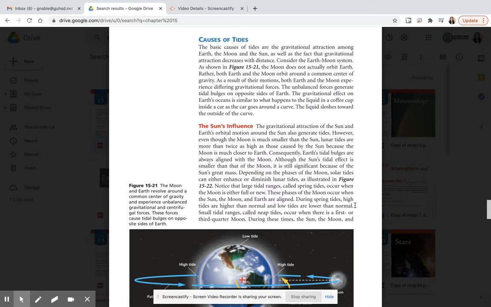The gravitational effect on Earth's oceans is similar to what happens to the liquid in a coffee cup inside a car. As the car goes around a curve, the liquid sloshes towards the outside of the curve.